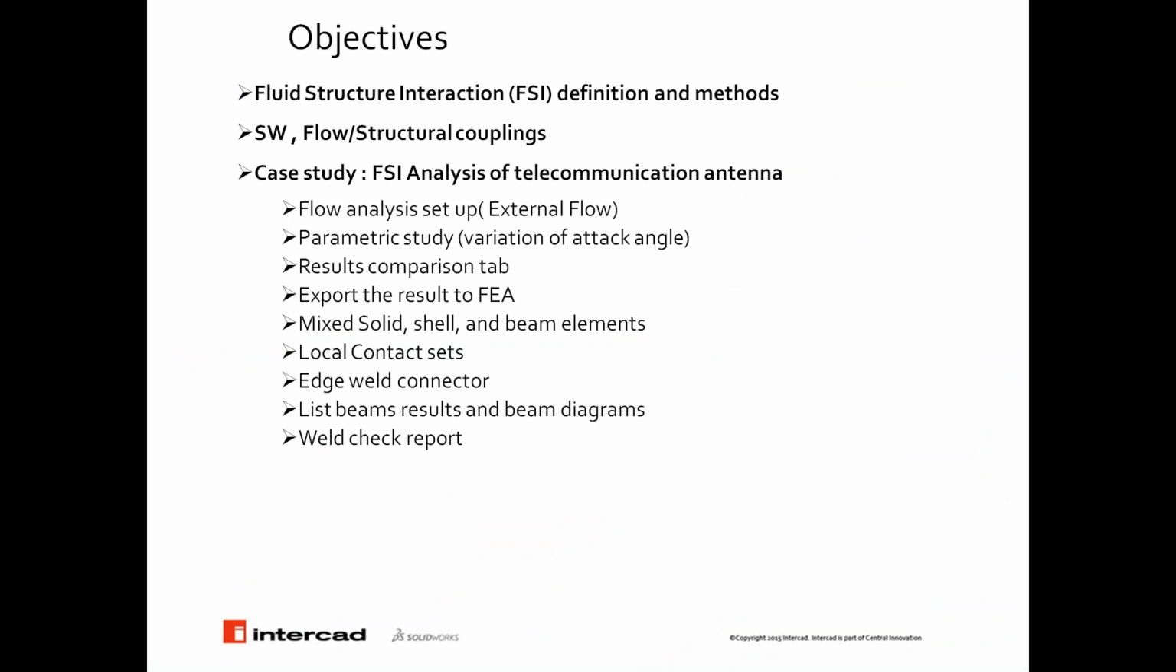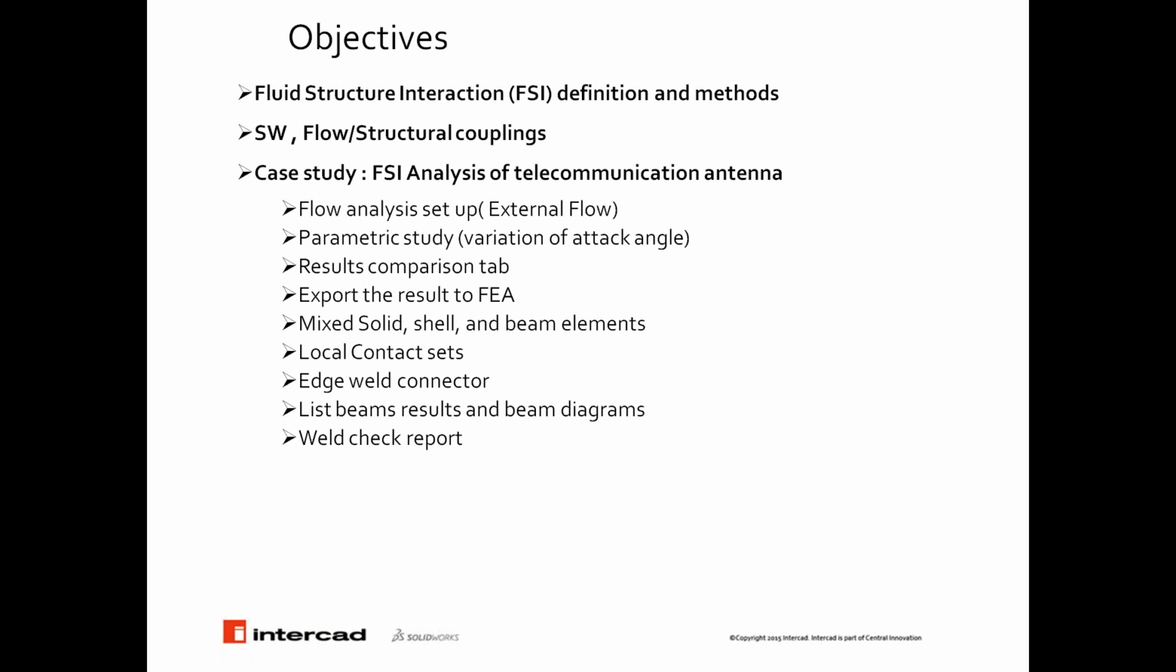And then we are going to focus on SolidWorks fluid and structural coupling methods we have, explaining what the procedure looks like. We will continue our presentation with a case study. The model of a telecommunication antenna has been selected to do the FSI analysis. In this regard, we first start with the flow analysis setup as an external flow over the object. We will introduce the parametric study. We have different attack angles of the antenna unit against the wind load, and we will introduce how we can set up multiple studies.